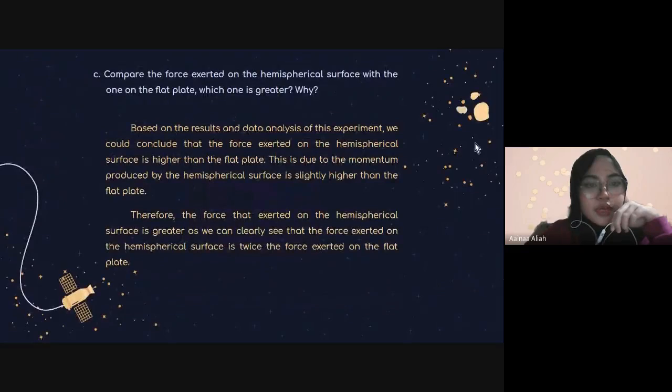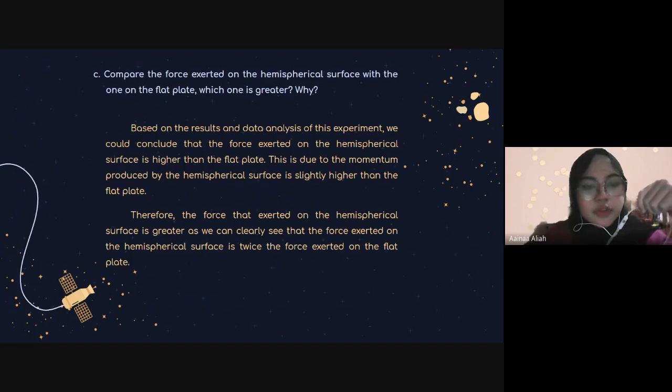Next, for the last one, part C, we need to compare the force exerted on the hemispherical surface with the one on the flat plate. Which one is greater and why? Based on the results and data analysis of this experiment, we could conclude that the force exerted on the hemispherical surface is higher than on the flat plate. This is due to the momentum produced by the hemispherical surface being slightly higher than the flat plate.